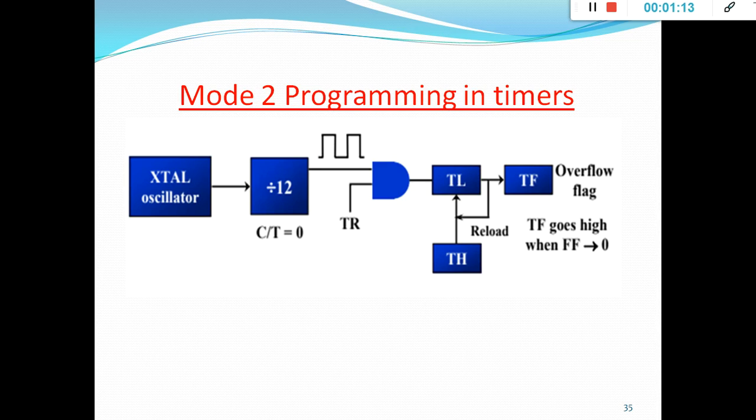Whatever initial value you are going to load, you have to load in TH, and the same value is going to be copied to TL, and that TL value is going to be counted when you start the timer. In mode 1 you load a 16-bit initial value in TH and TL, but here you load the initial value in TH, the same value is copied immediately, and when you start TR, the value present in TL is going to be counted.